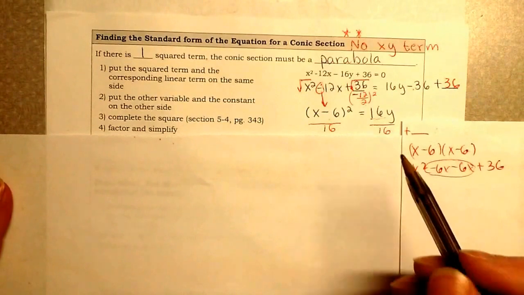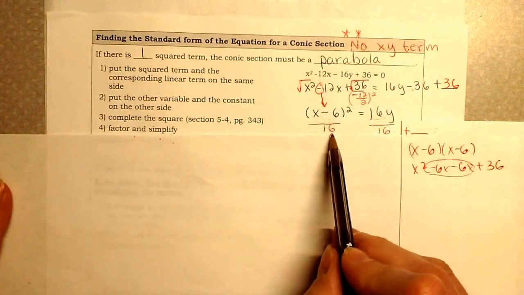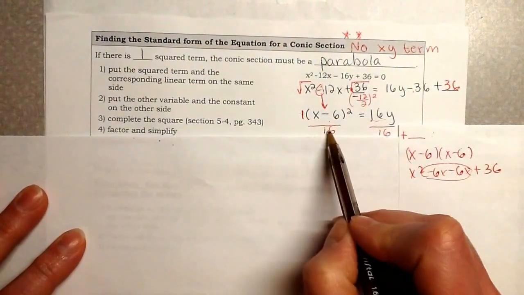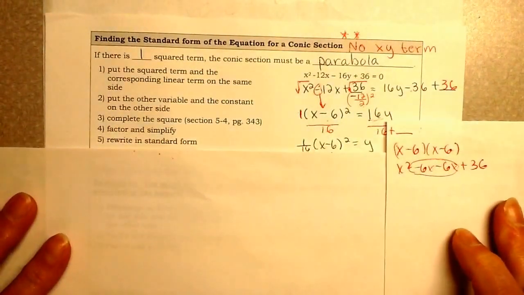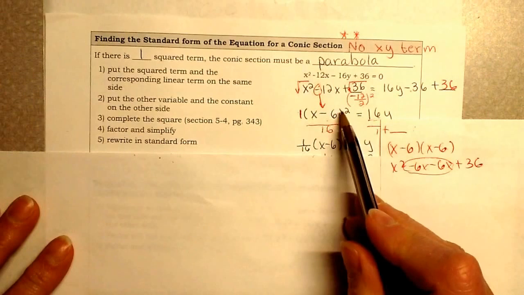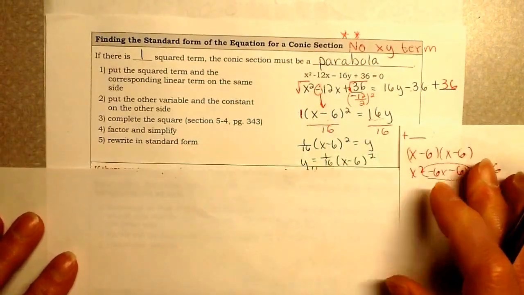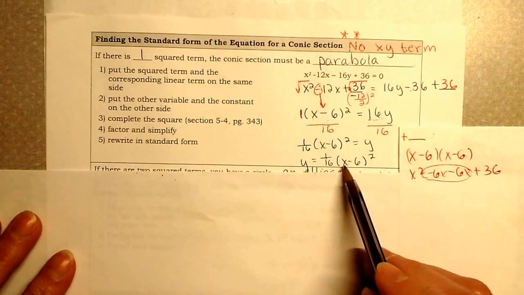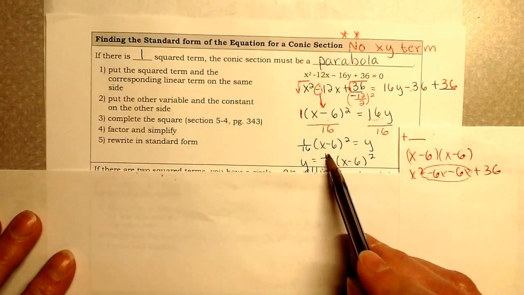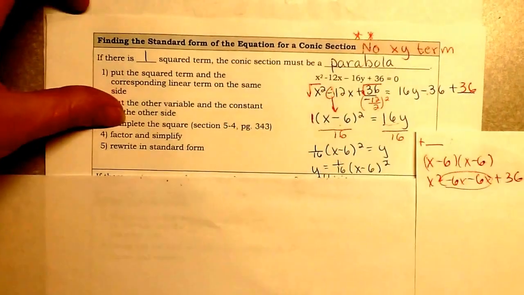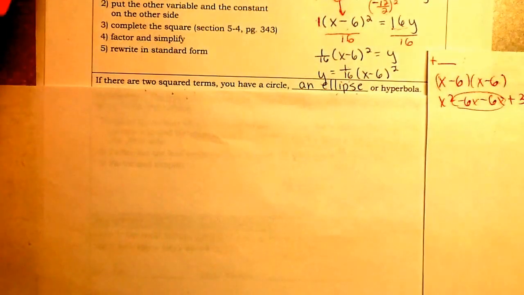And now, instead of saying x minus 6 squared divided by 16, this is like having 1 over 16. So I'm going to put that 1 over 16 out in front. Then I have the x minus 6 squared equals y. And there's my parabola. So it's y equals 1 over 16 times x minus 6 squared. So this is the 1 over 4p. Okay, so that's for a parabola when you only have one squared term. When you have two squared terms, you could have a circle, an ellipse, or a hyperbola.